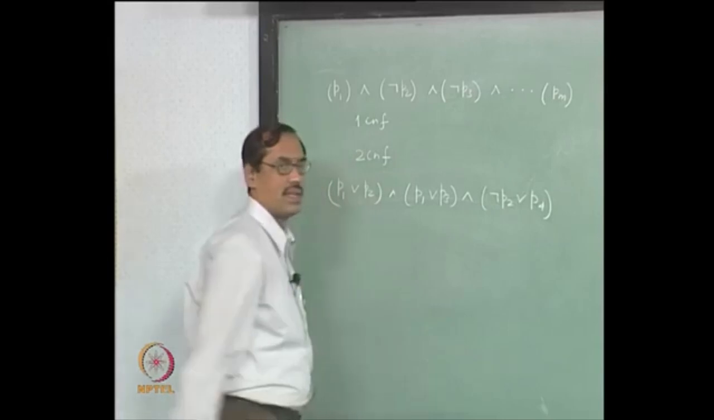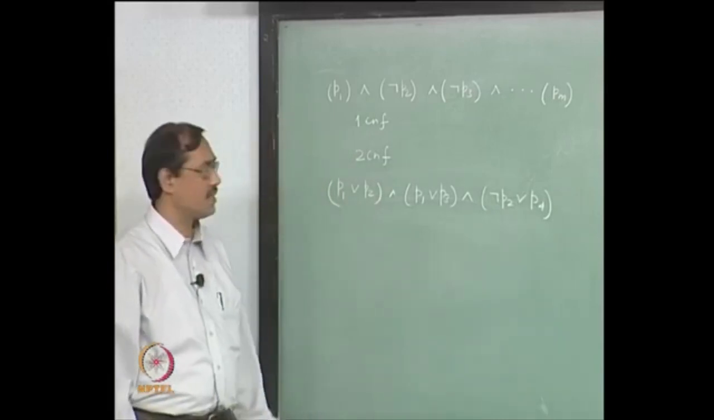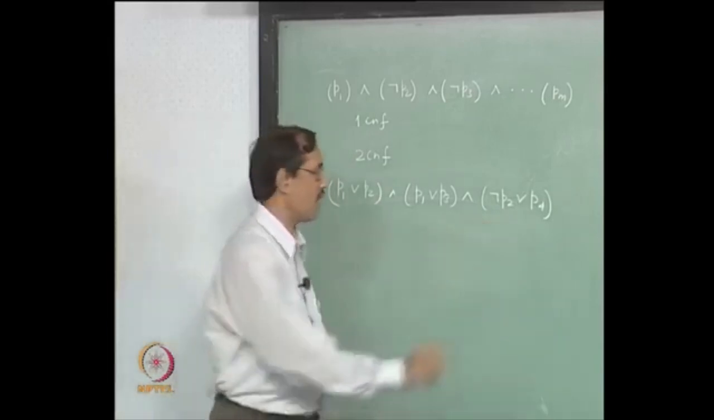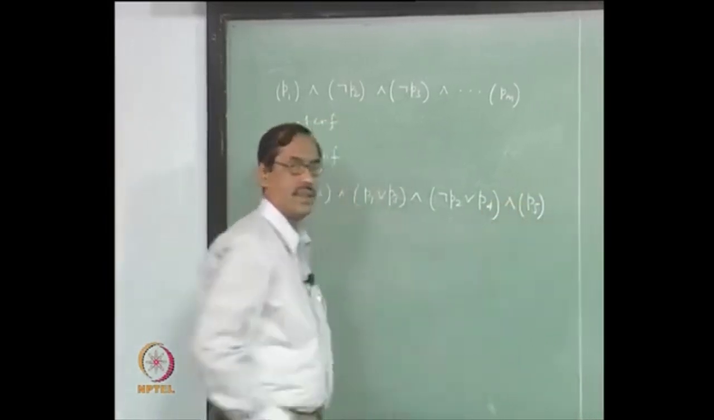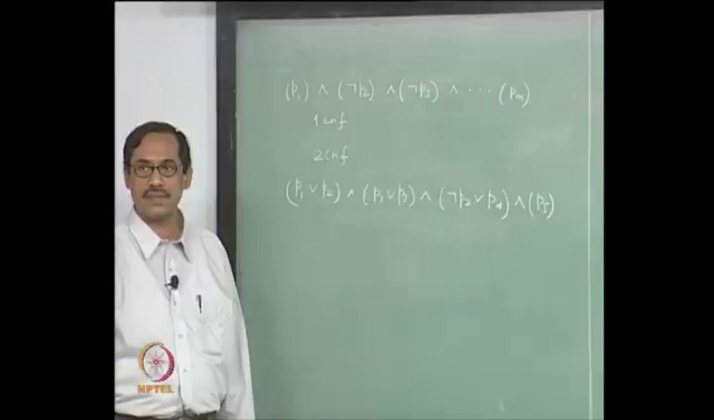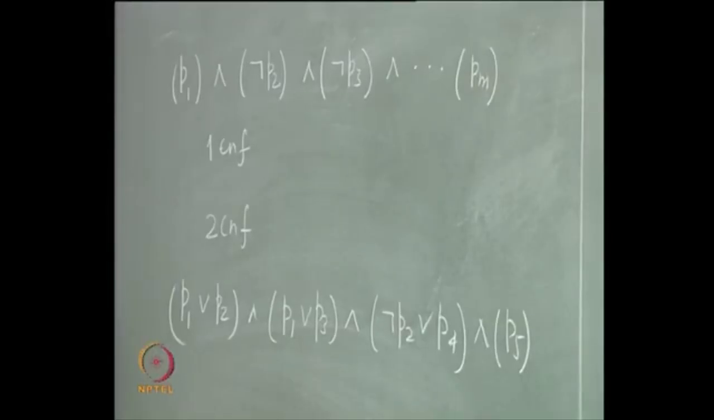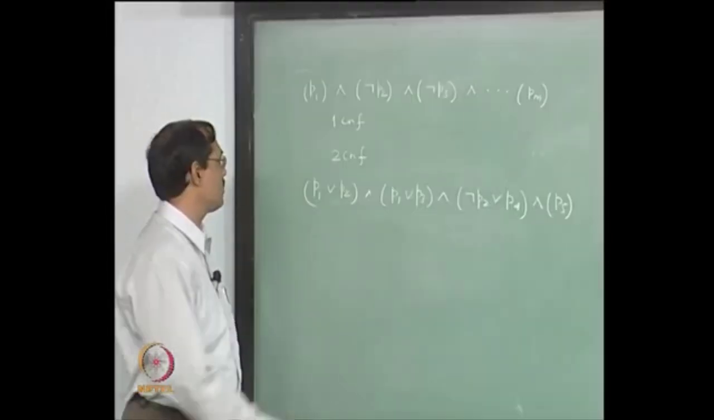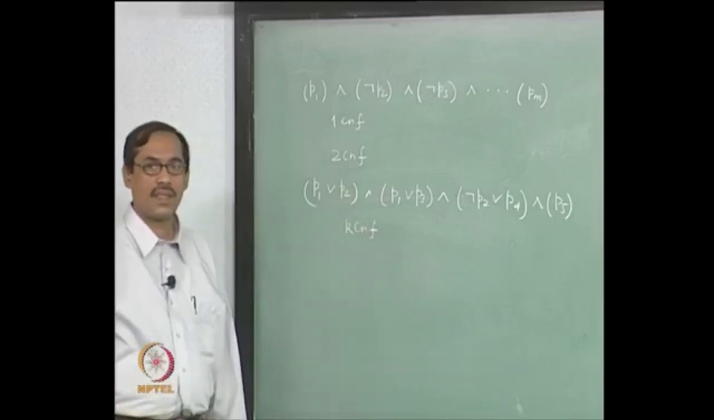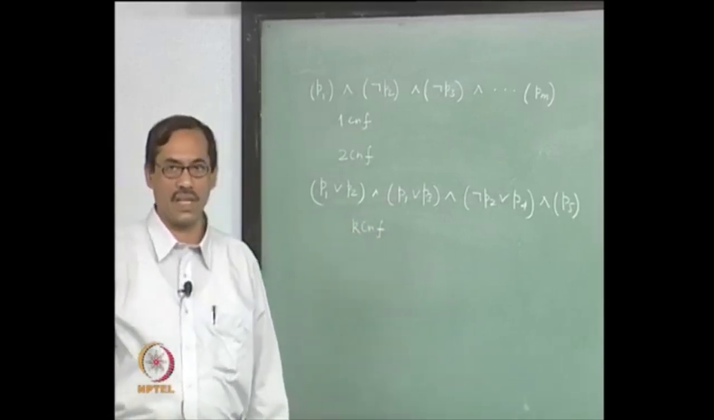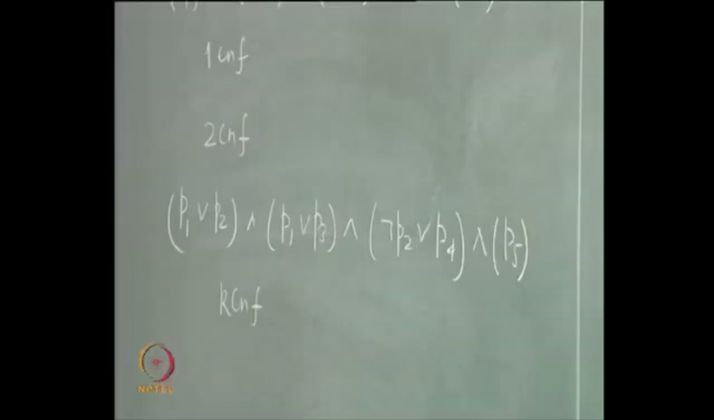This is an example of a 2 CNF. There can be only one also. For example, I can have this also. This is again a 2 CNF. Is that clear? So, similarly, you can define a K CNF, where each clause will have at most K literals. Occurrences of literals is at most K.